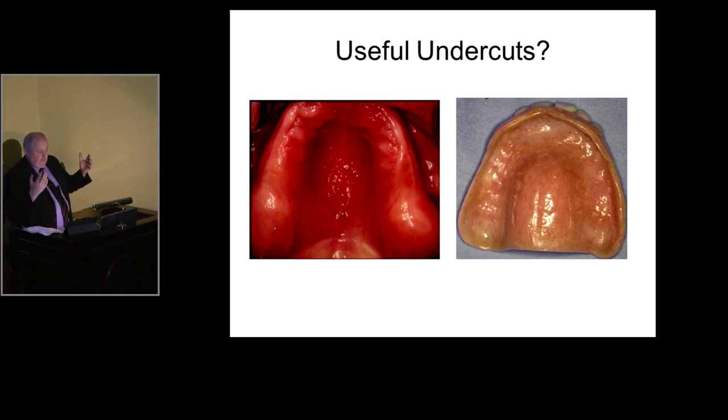So the solution: you can do surgery, or you can use a path of insertion where you might come in from one side with the denture, in like that to that undercut, and then rotate up. So use of undercuts can really help.